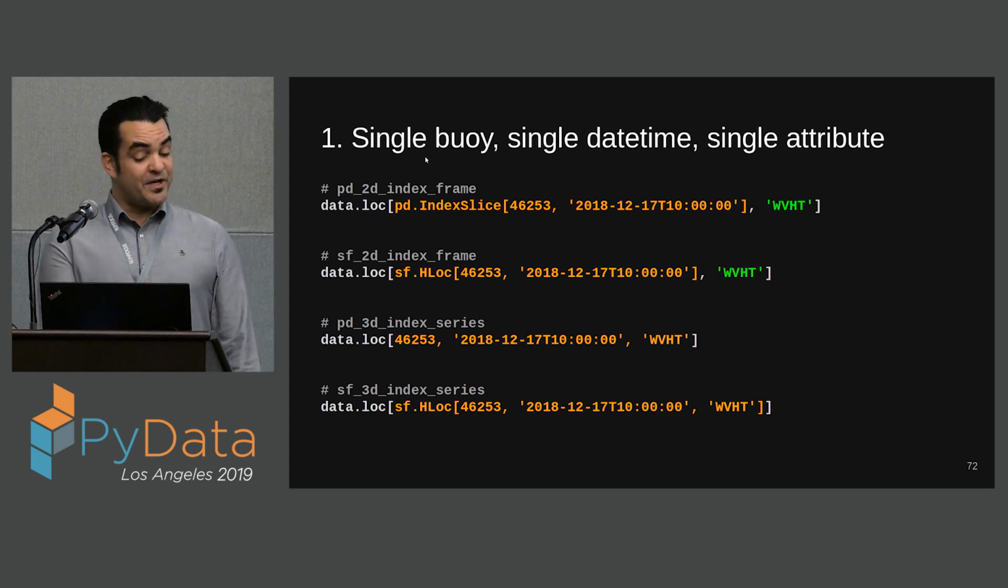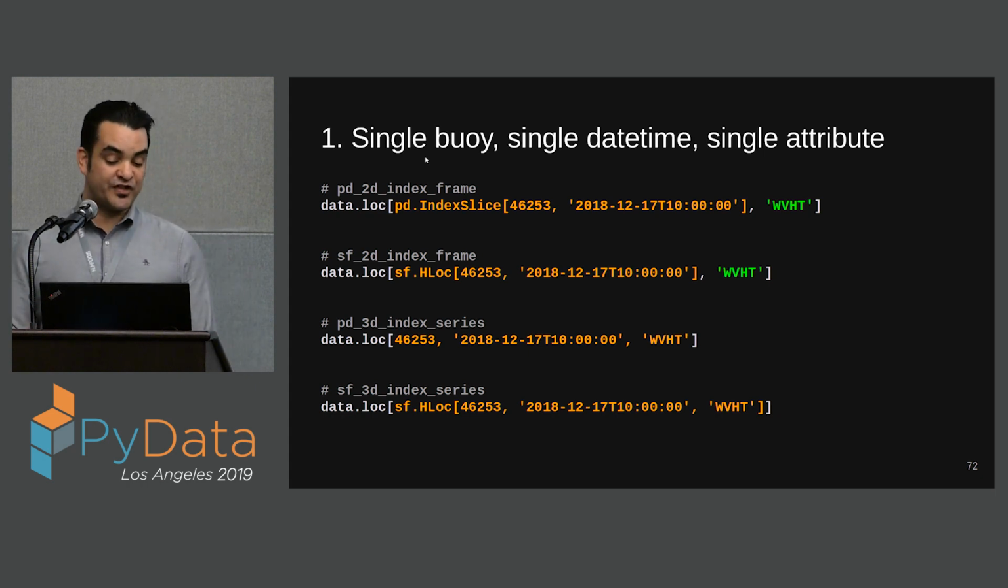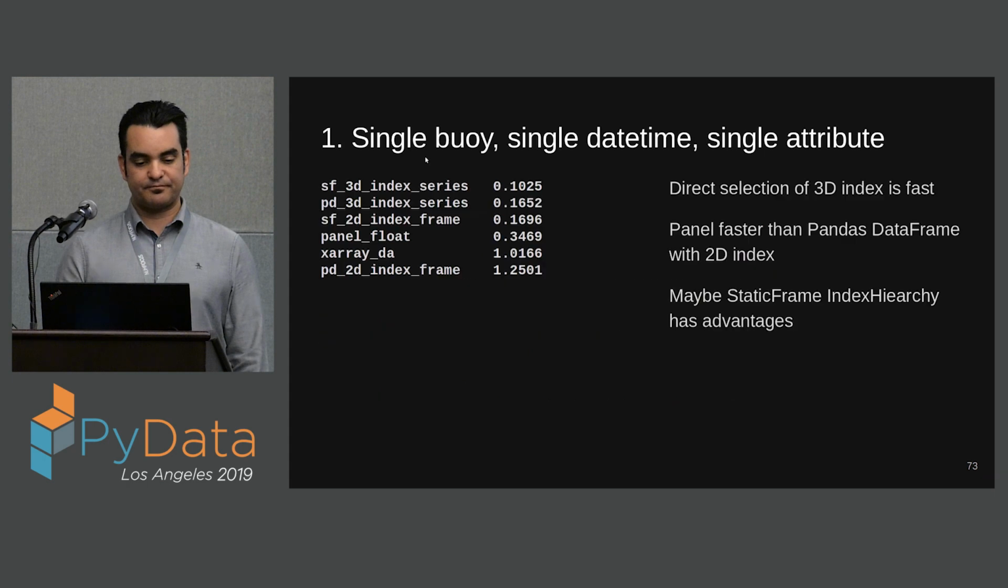For the three-dimensional indices on series, we provide all three arguments in one go. For pandas, we don't have to wrap this in anything. It's going to just assume that that's correct somehow. For static frame, because we're more strict, we're going to require that to be wrapped in an hlock because we are specifically reaching into a hierarchical index.